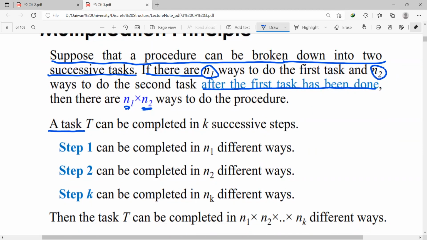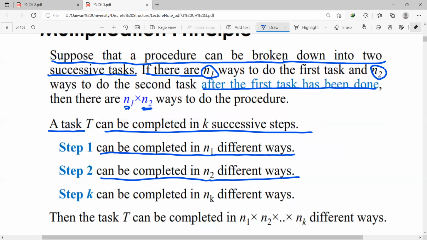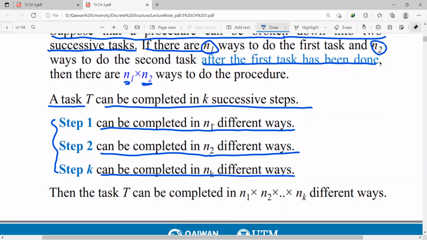What we say is a task T can be completed in k successive steps. That means we have all steps each after the other. Step 1 can be completed in n1 different ways. Step 2 can be completed in n2 different ways. In step 1, we pick something from among others, then we pick another one, then another one, like that. So here we have k steps. The number of ways to do this is n1 times n2 up to nk. That means we multiply the ways for each task. For the addition principle, we find the sum, but here we find the multiplication.